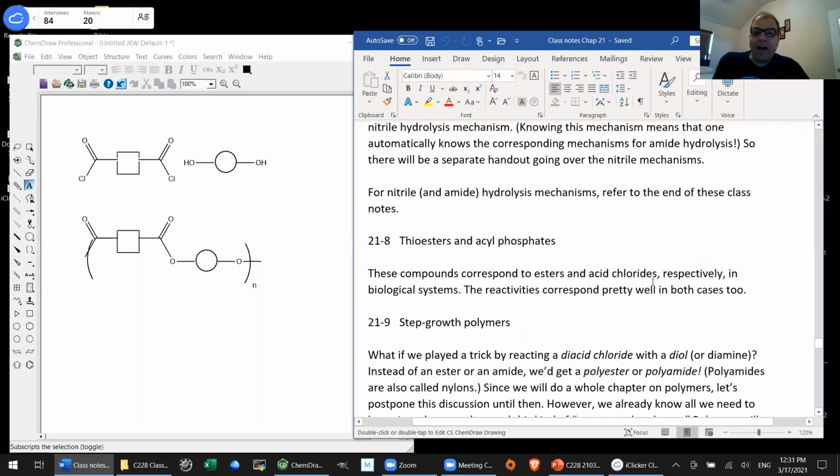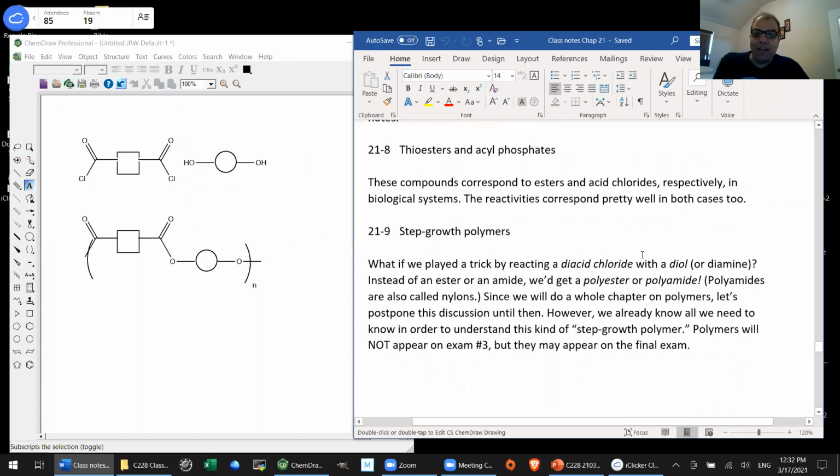I'll also remind you, both thioesters and acyl phosphates are important in biological processes. We will see cases of using both of those functional groups when we get to chapter 29, and spoiler alert, we'll find them both to be pretty similar to esters or acid anhydrides. So pretty similar reactivity, but we'll see examples of that, I would say, largely in chapter 29.